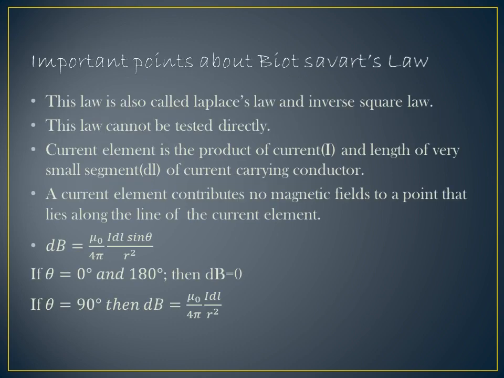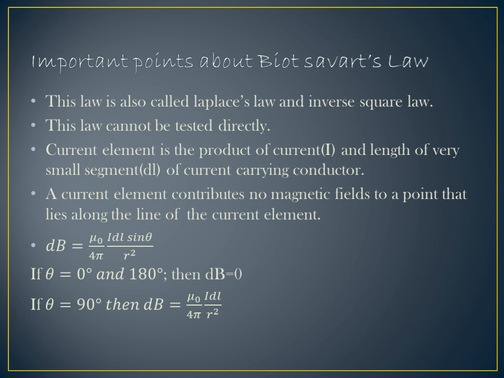Important points about Biot-Savart's law. Point number 1. This law is also called Laplace law and inverse square law. Point number 2. This law cannot be tested directly. This is because it is not possible to have a current carrying conductor of length dl. Point number 3. A current element is the product of current I and length of very small segment dl of current carrying conductor. The current element is a vector. Its direction is tangent to the element and acts in the direction of the current flow in the conductor.